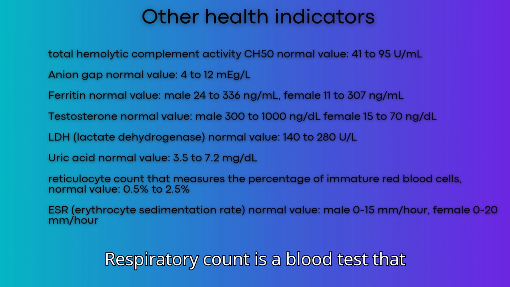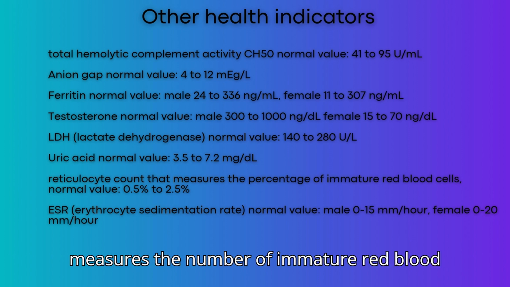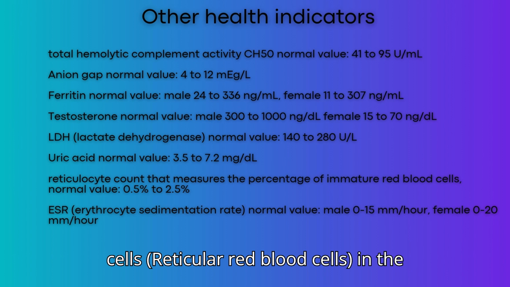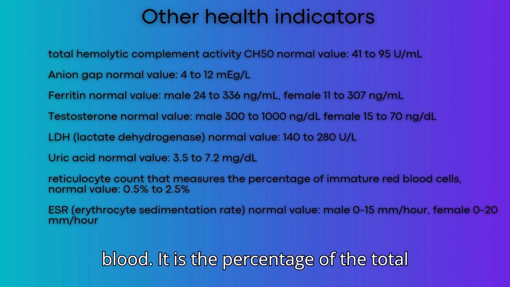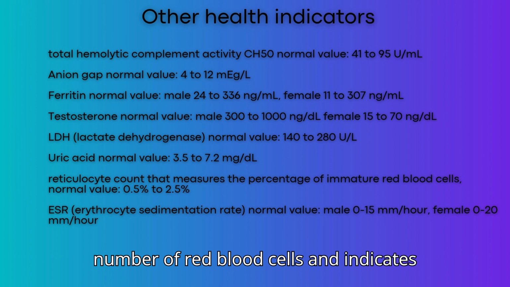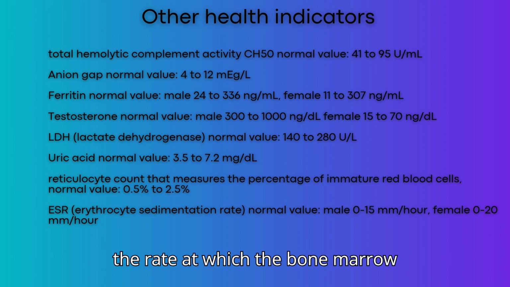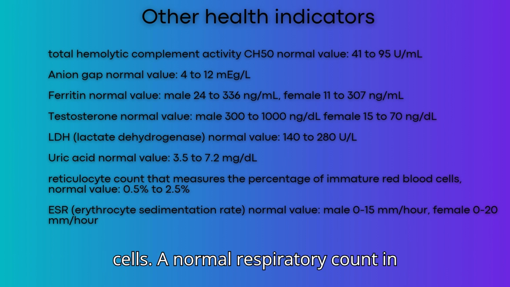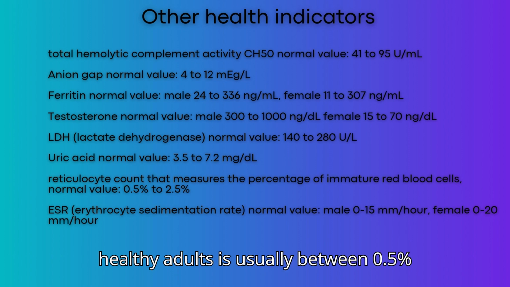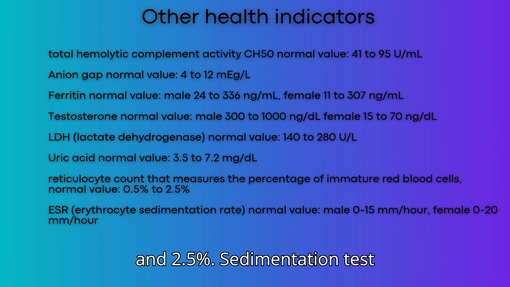Reticulocyte count is a blood test that measures the number of immature red blood cells, reticulocytes, in the blood. It is the percentage of the total number of red blood cells and indicates the rate at which the bone marrow produces and releases new red blood cells. A normal reticulocyte count in healthy adults is usually between 0.5% and 2.5%.